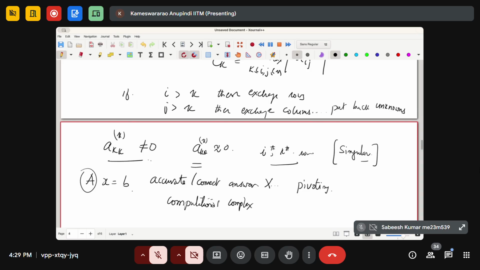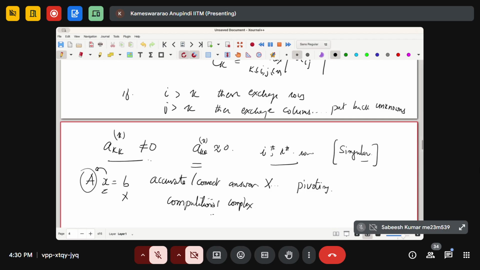That means you will obtain some X, but if you multiply that X again with A, you're not going to get B, which is of no use, right? Because you want to have a correct answer, or at least an accurate answer, so that you can go ahead with solving the next step of the problem.